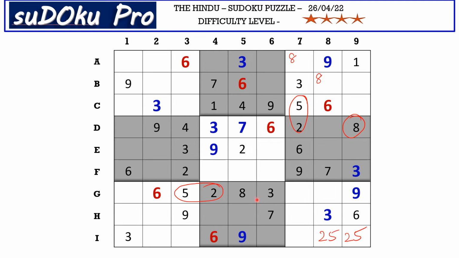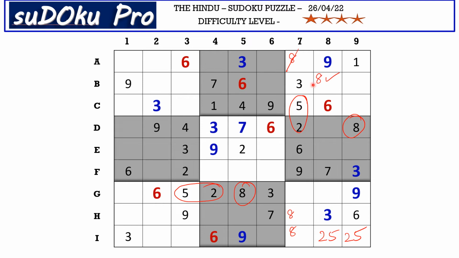Now the 8 in G row here blocks these two cells. That means 8 has to be in one of these two cells. Now this naturally cancels out the 8 here. That means 8 has to be in B8.